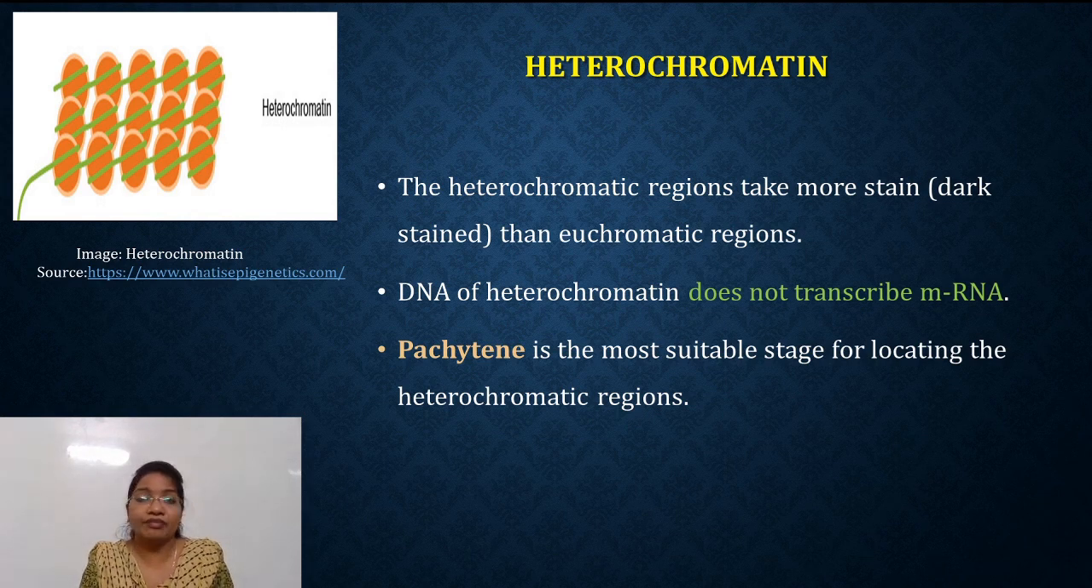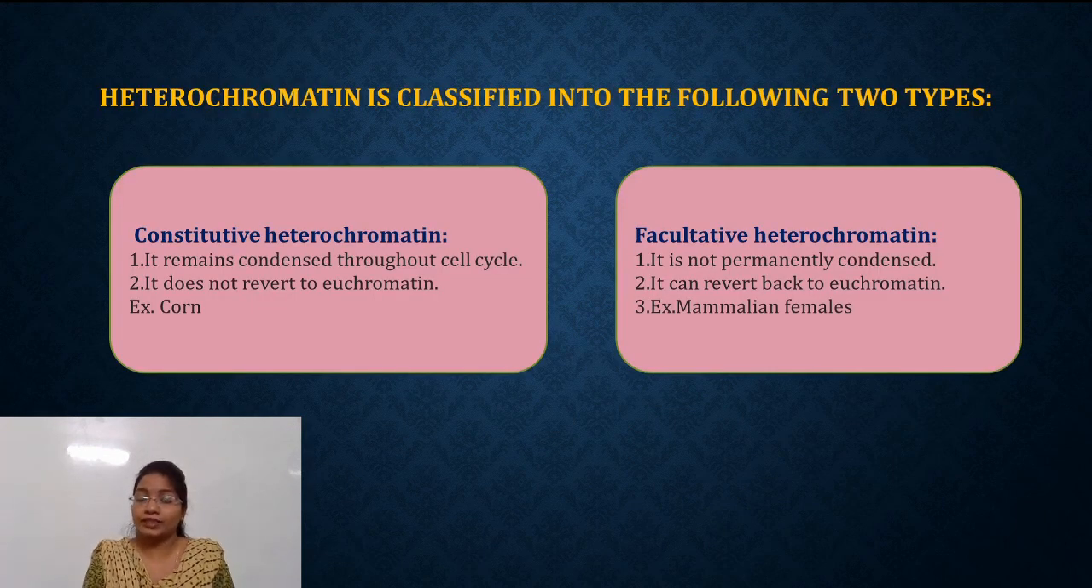Okay? And if we want to identify the stage of heterochromatin, the pachytene is the most suitable stage for locating heterochromatic regions. So these highly condensed portions, which are darkly stained areas of the chromatin, are called heterochromatin. Now these heterochromatin are of two types.